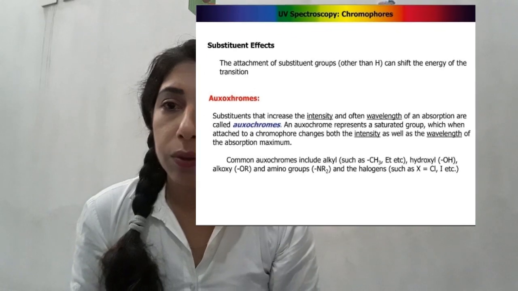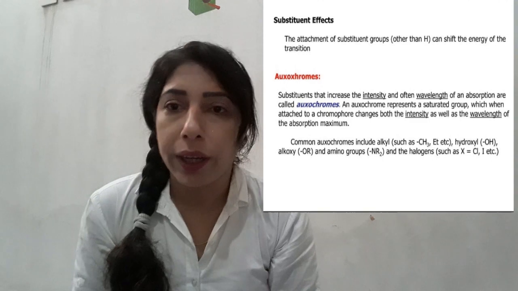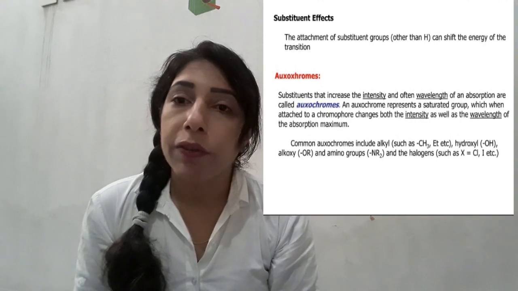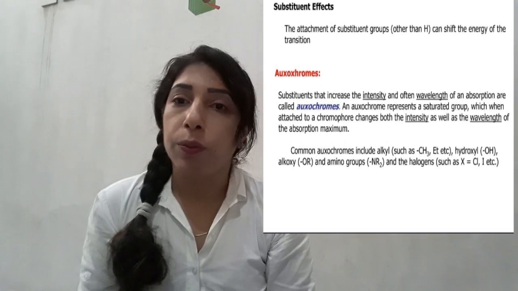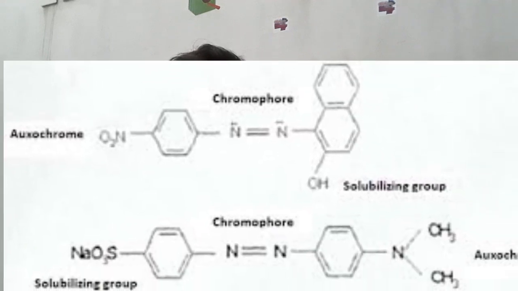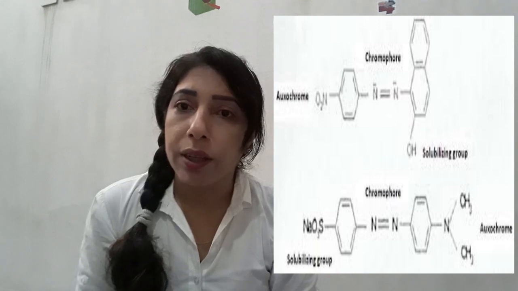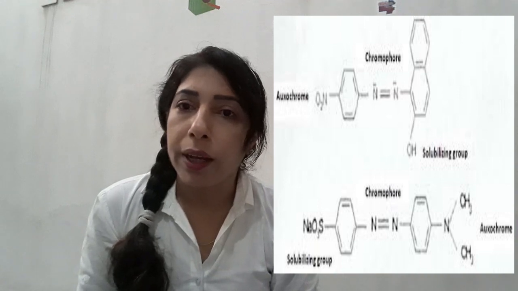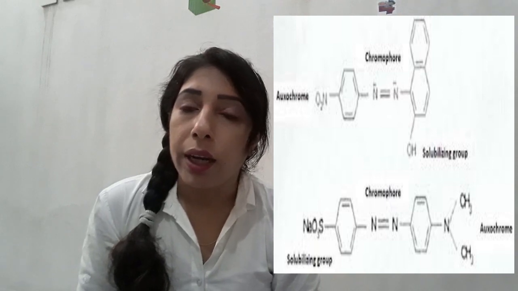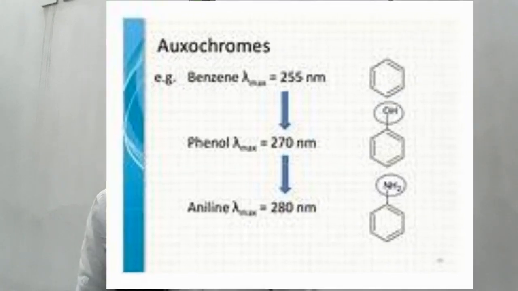Coming to auxochromes, auxochromes are functional groups. They do not have any absorption themselves in the near UV region. But when they attach to a chromophore, they increase the intensity of absorption of the chromophore and therefore increase the wavelength of that compound. Auxo means auxiliary action: they act on the chromophore by extending conjugation through sharing lone pairs of electrons, increasing the wavelength.